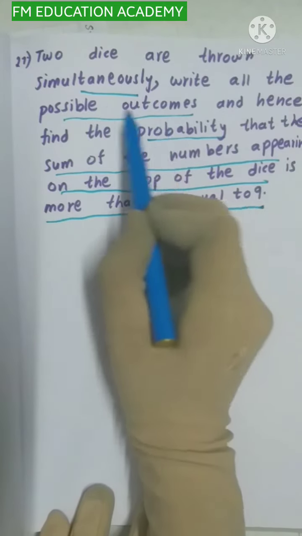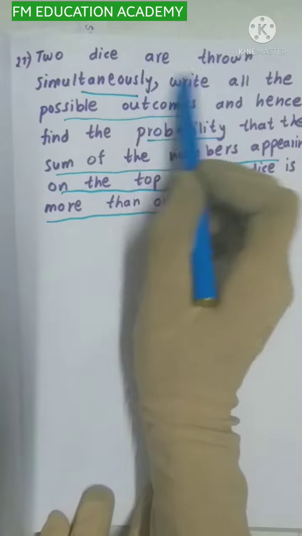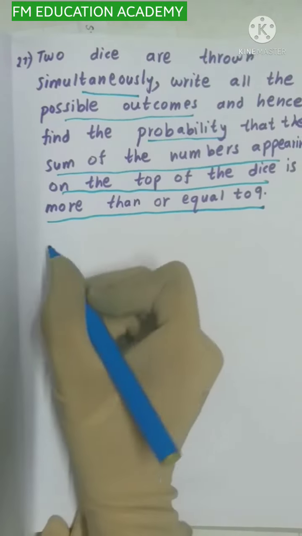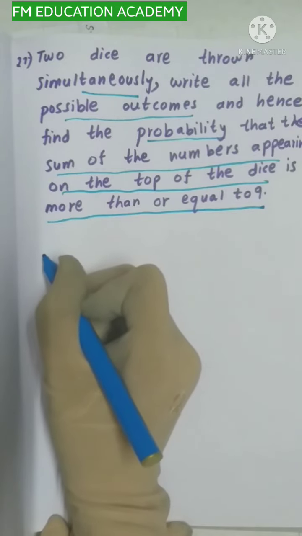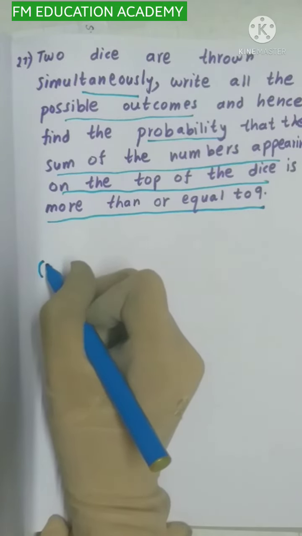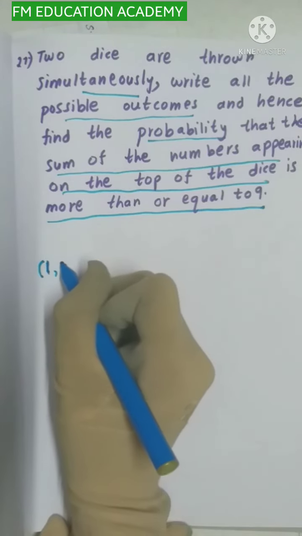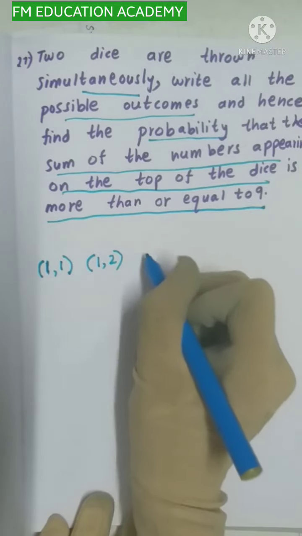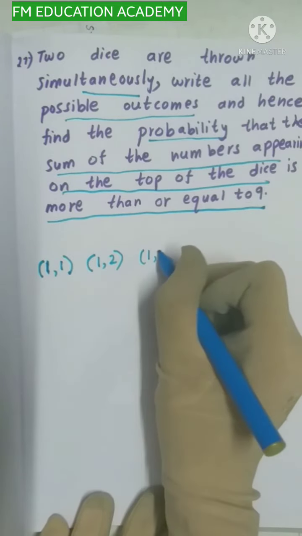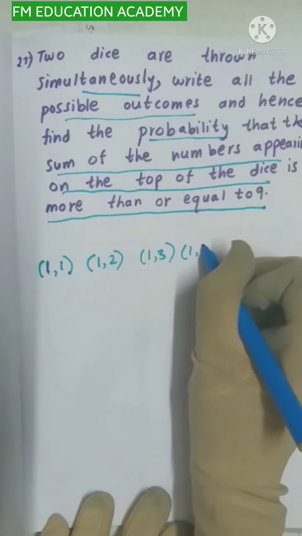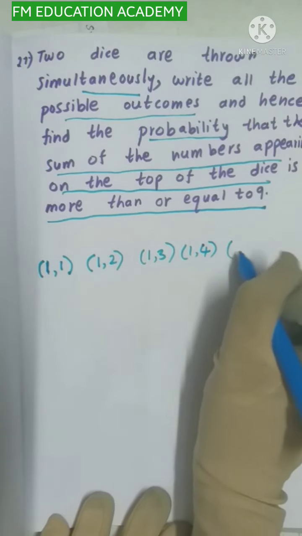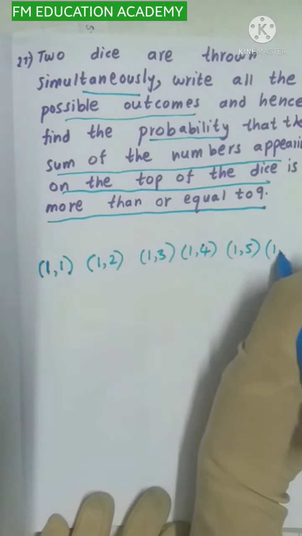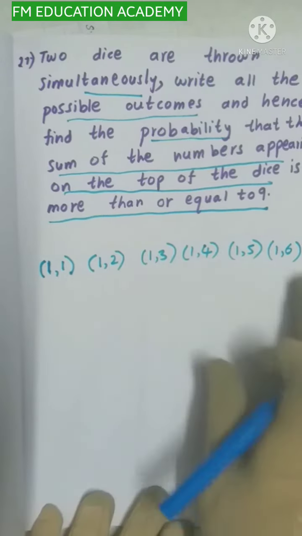First, it is telling that write all the possible outcomes when 2 die are thrown. So we have to write a table. What is the table? I'll tell you. See, 2 die are thrown means first on the first die it can be 1 and on the second die it can be 1. Similarly, on the first die it can be 1, second die 2, then first die 1, second die 3, first die 1, second die 4, first die 1, second die 5, first die 1 and second die again 6. These are all the possible outcomes.